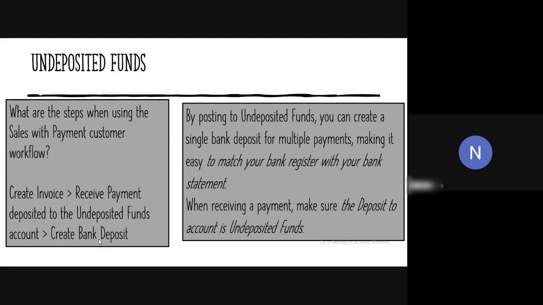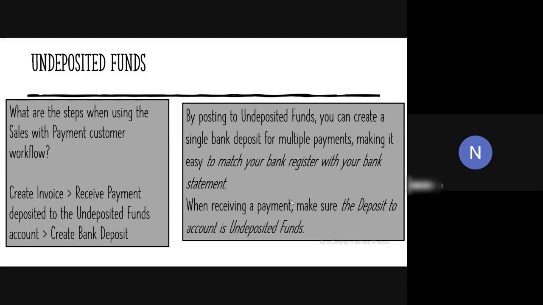So 3 steps here. Create invoice, receive payment, and that payment would directly be associated with the undeposited funds account. When you have that money and you deposit it, your 3rd step is to create that bank deposit. By posting to undeposited funds, you can create a single bank deposit from multiple payments, making it easy. Now you see italics, that lets me know this is a fill in the blank. So it makes it easy to match your bank register with your bank statement. When receiving a payment, you want to make sure, that's with italics, the deposit account is undeposited funds.